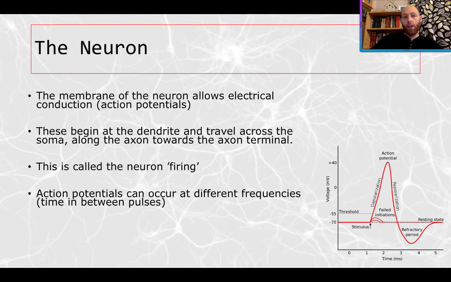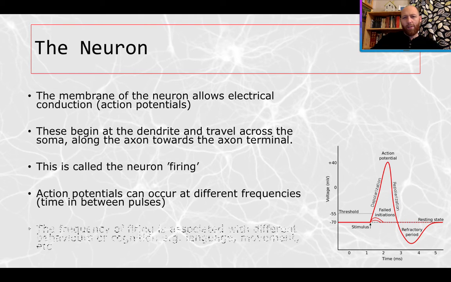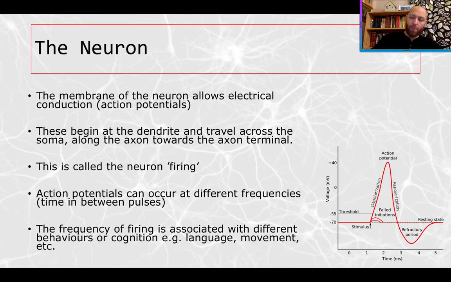Action potentials can occur at different frequencies, and frequency, remember, is the time in between pulses or signals. In this case, the different frequencies characterize different types of cognitive activity, so language, movement, etc. And when we get to EEGs, we'll look at some behavior that's typically characterized by specific frequencies and amplitudes. This is what is occurring in the action potential, where we see the spike. This is the neuron firing and then returning to its resting state.